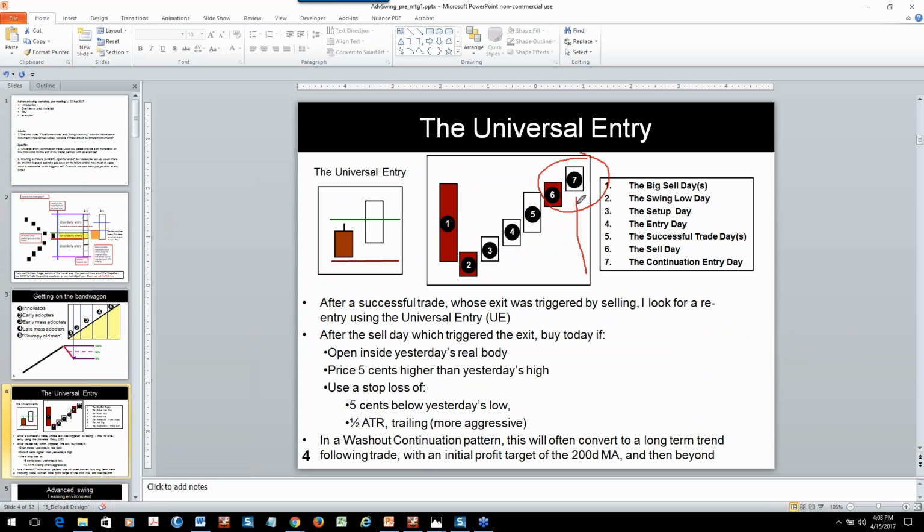Day 7 now is a universal entry and it's the day that I enter because it took out the high of day 6. It opened in an orderly way inside the body of day 6. It took out day 6's high by 5 cents. And I say 5 cents for things that are not more than $100 a share. If you're trading Amazon or Google, Tesla, or something that's well over $100, that buffer might need to be bigger than 5 cents, but generally speaking, this is a buffer that says I only need a little bit of price action above yesterday's high to confirm that we have new buying interest, that they're now starting to buy it at a price higher than they could even achieve on the selling day. So that says there is new buying interest, and that's the logic which says that the universal entry is a reasonable re-entry. So that's what I mean by the universal entry.